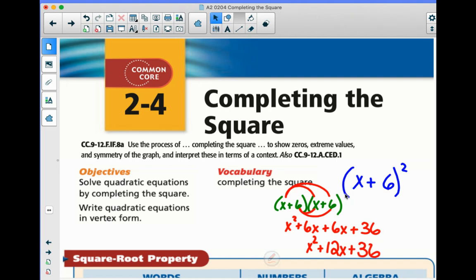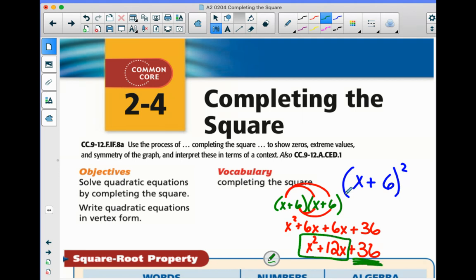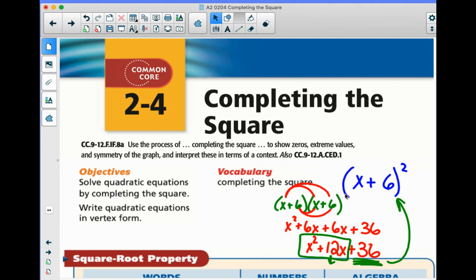Now we are going to be given this part. We're going to have to come up with that c. So the way you're going to do that is you're going to take half of this 12, and then you're going to square it. Half of 12 is 6. Squared is 36, and that'll take us to this. That's the basic premise.